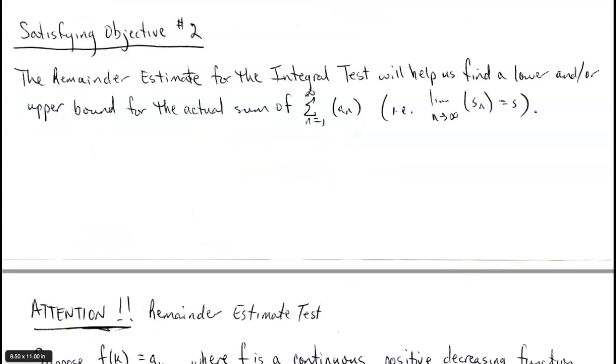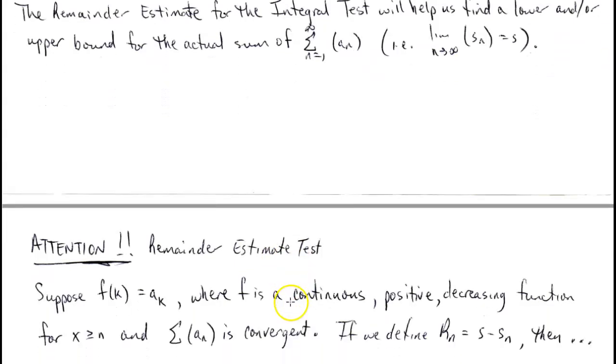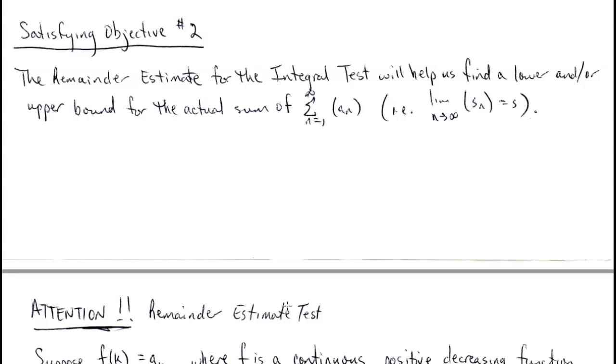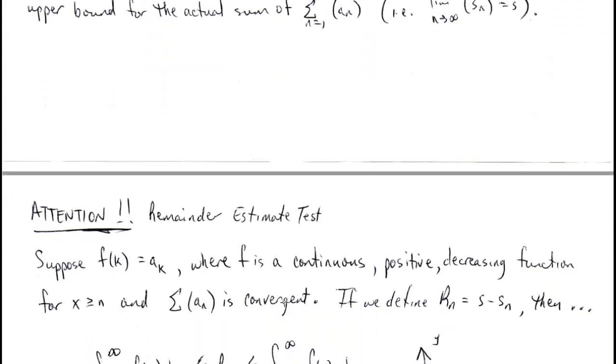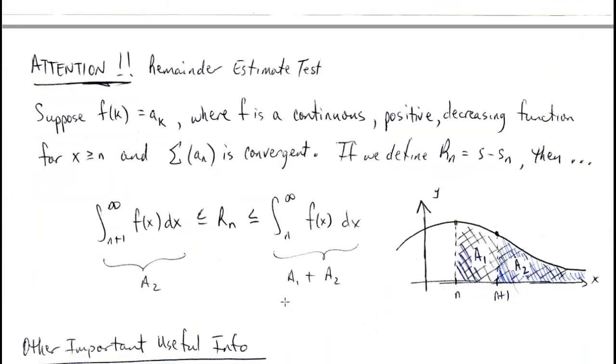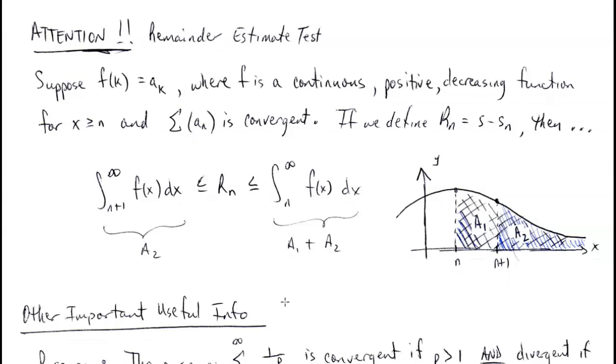All right, so our objective one was just to be able to use the integral test to figure out whether a series converges or not. Objective number two, if you remember, was about being able to establish a lower and upper bound for a particular series. The remainder estimate test is the actual procedural theorem that allows us to get that estimate. So I'm going to quickly talk about that here.